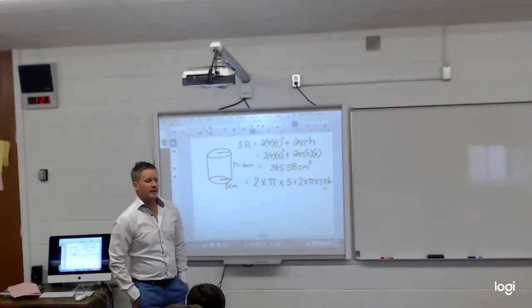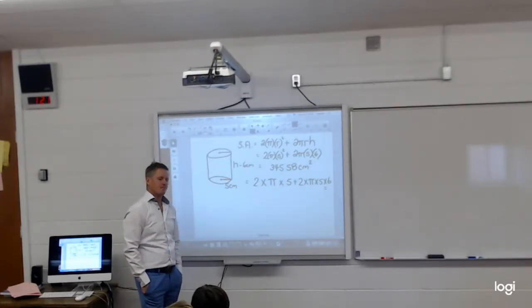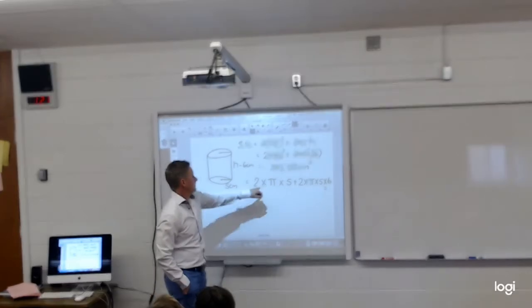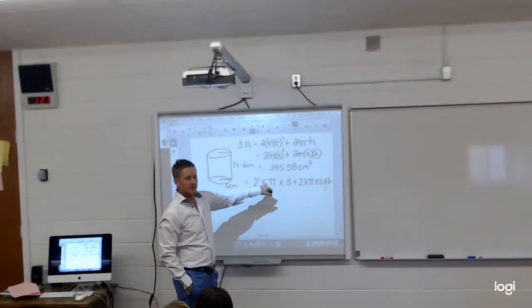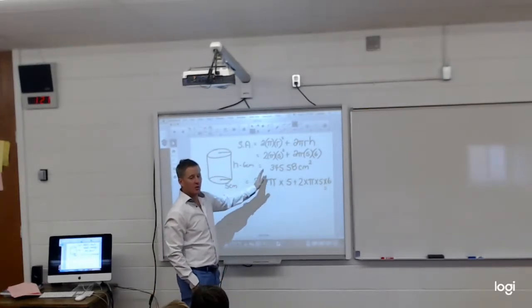How come when I do a number times pi, I don't have to put a times sign and it works? Because pi is a character, the calculator assumes that there's no other sign there.